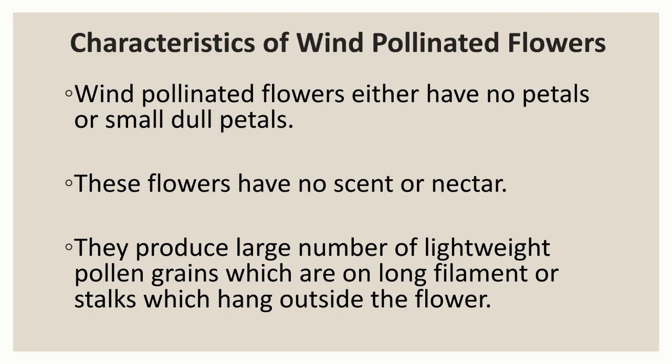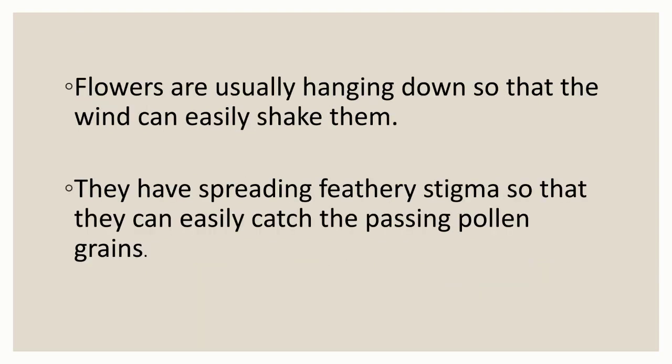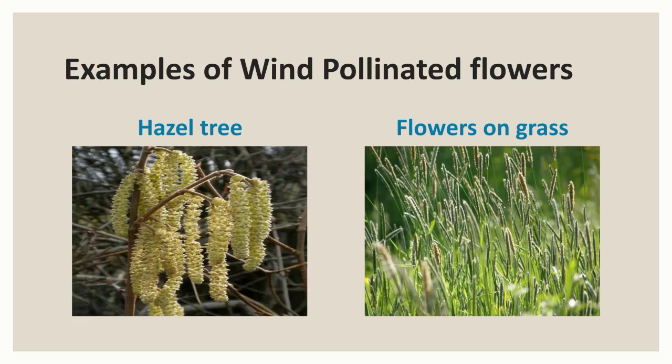They produce large number of lightweight pollen grains which are on the long filament or stalks which hang outside the flower. Flowers are usually hanging down so that the wind can easily shake them. They have spreading feathery stigma so that they can easily catch the passing pollen grains. Examples of wind-pollinated flowers are the ones on hazel tree and the flowers on grass.